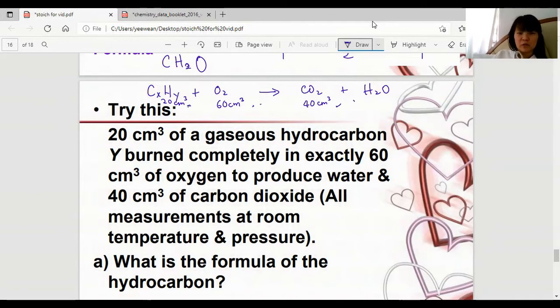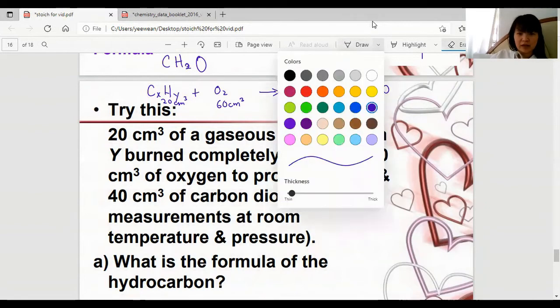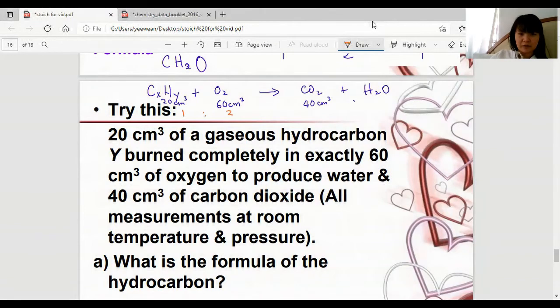So it means that the volume ratio is exactly the mole ratio. Therefore, I can just get the ratio. I would have already gotten the mole ratios. So 20 is to 60 is to 40. That would be 1 is to 3 is to 2. We're going to analyze using this, 1 is to 3 is to 2. If one CxHy produces 2 moles of this CO2, it means that x here is 2. So there's 2 of that. Okay, let me draw that.